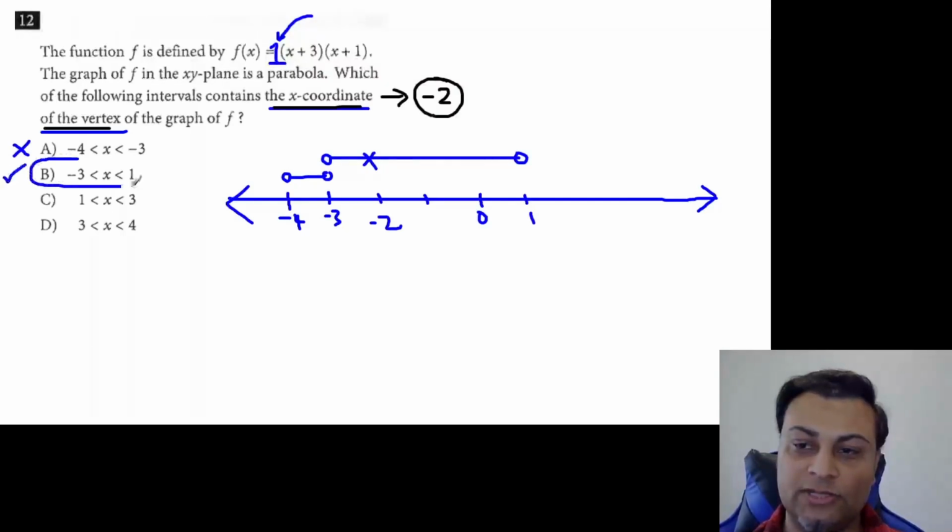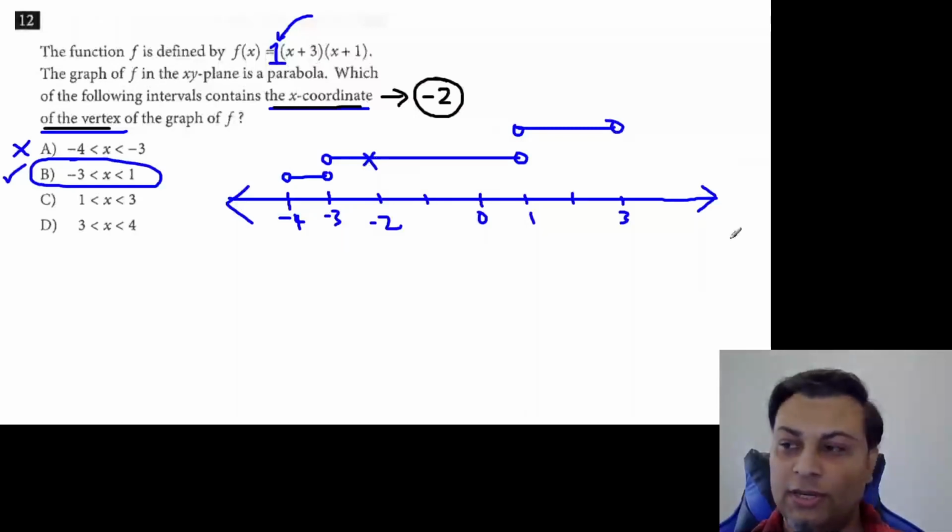And I'll just show that C and D don't work either. 1 to 3 is all up here. 1 to 3. It won't contain a negative number. It won't contain -2. And 3 to 4 is over here. It won't contain negative numbers either. It won't contain -2. So this interval contains -2, and this is the answer.